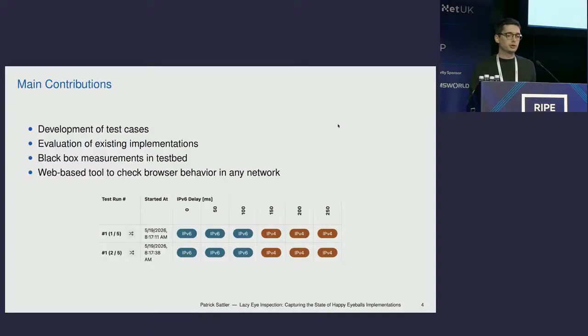Our main contributions are that we develop different test cases for different aspects of the Happy Eyeballs algorithm. We evaluate existing implementations and also newly developed ones in nightly versions. We created a web-based tool to check each browser which has JavaScript capability on Happy Eyeballs implementations, and we have black box measurements in a testbed to validate these.